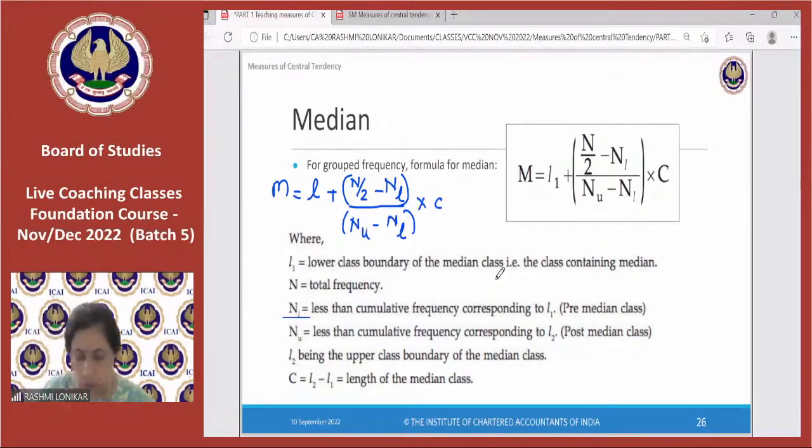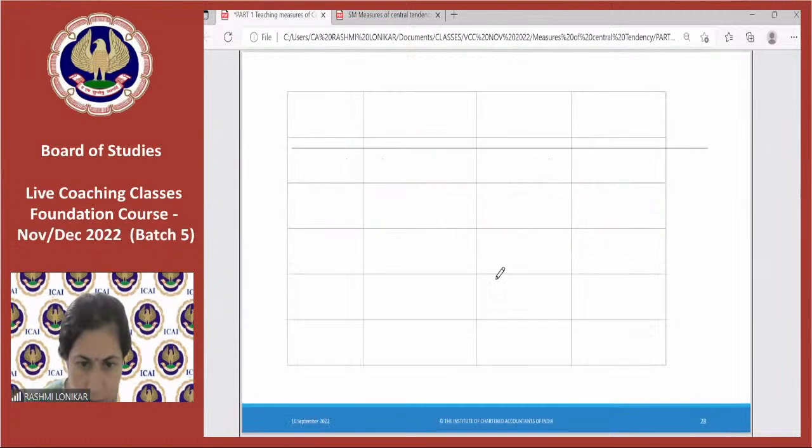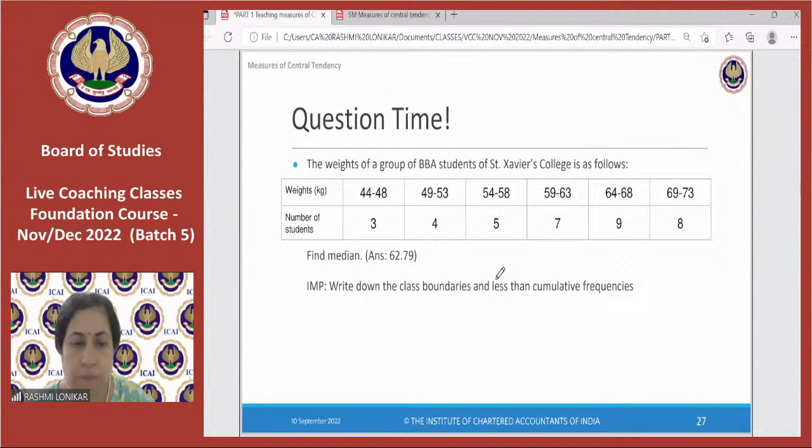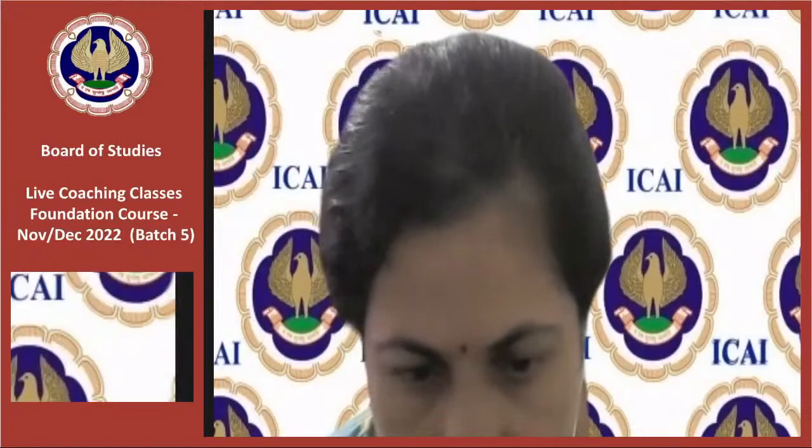Okay. So now let us do the sum. The weight of a group of BBS students of St. Xavier's College is as follows. Last time we used this data to find the mean of the group. Now we want to find the median. Okay, so let us go into that. For that, I'm using the Excel sheet.